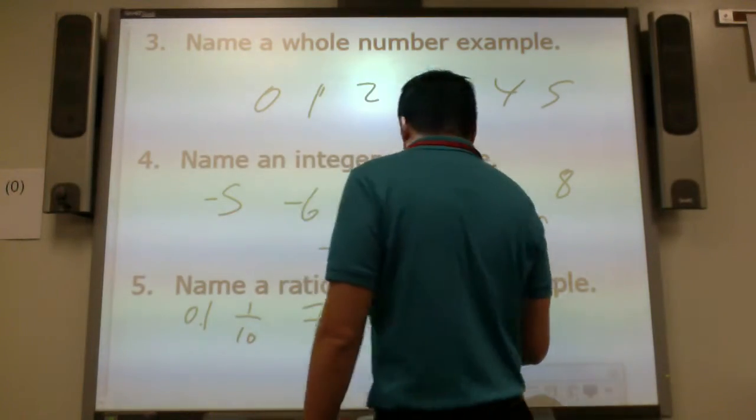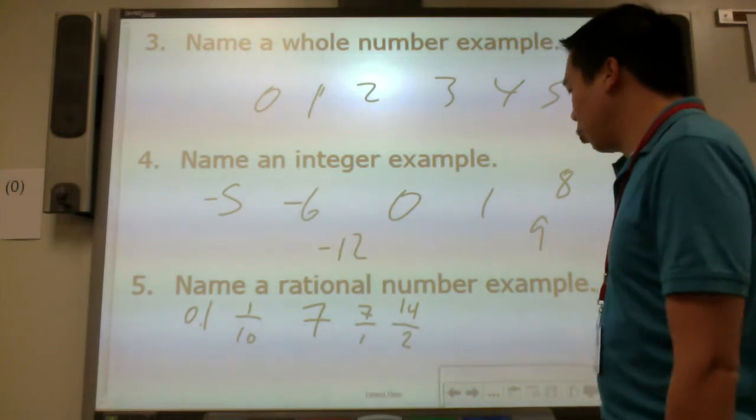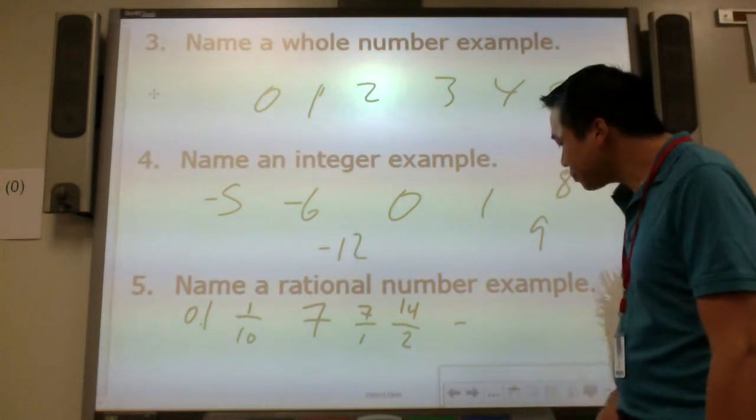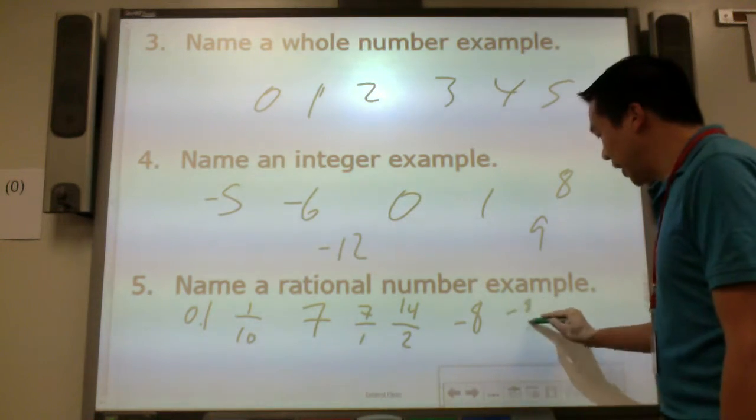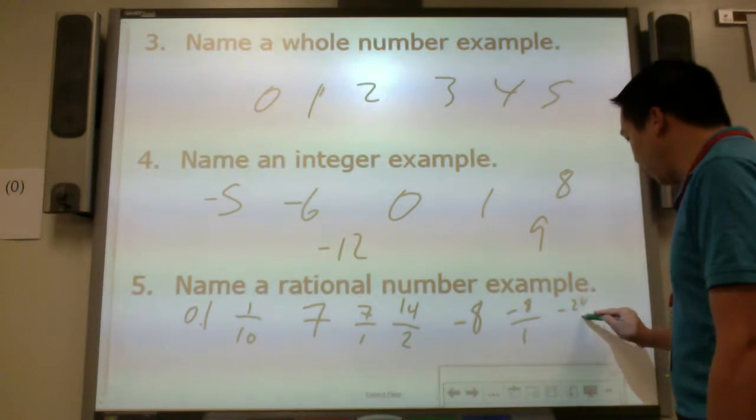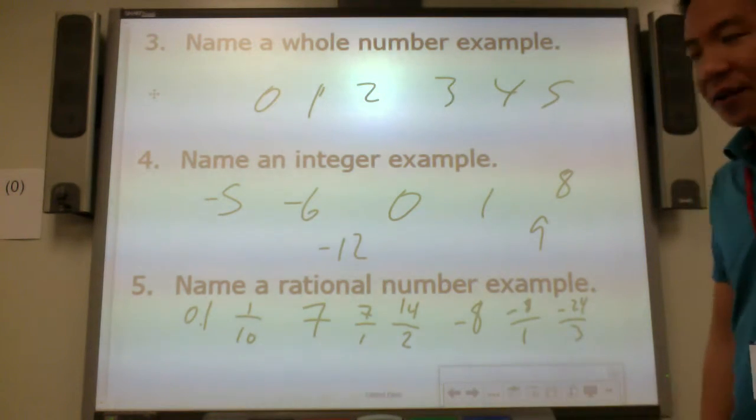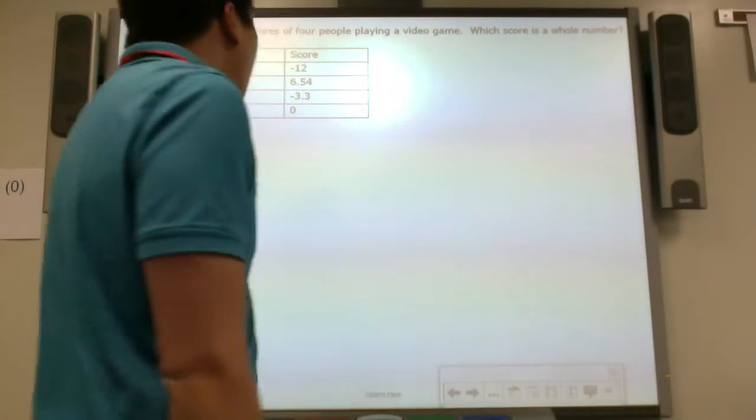What about 14 over 2? Would that equal 7? Yes, it can. What about -8? Can that be written as a ratio or fraction? What about -8 over 1? -8 divided by 1 is -8. What about -24 divided by 3? That would be -8. So the table shows the scores of 4 people playing a video game.